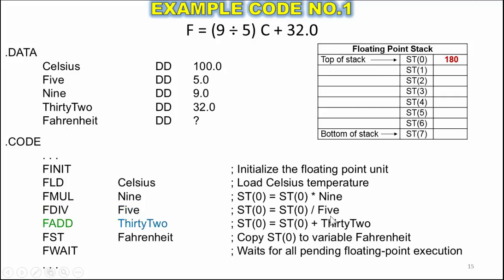The next command, fadd 32, adds the value of the variable 32, which is 32, to the top of the floating point stack, the value 180. And the sum, which is 212, is stored and replaces the value of the top of the stack using this formula: ST at index 0 is equal to ST at index 0 plus the value of the variable 32.